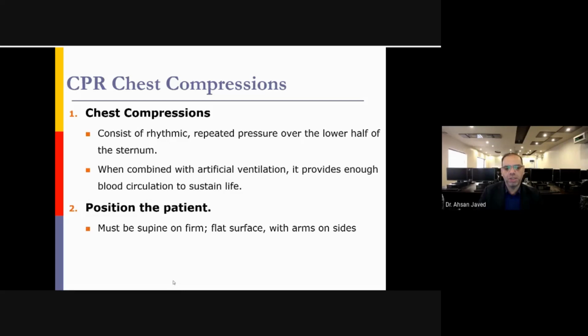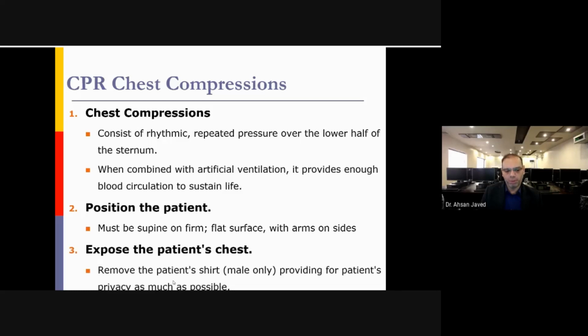But you need to position the patient accordingly, and most of the time when chest compression and ventilation are combined, it is enough to provide blood circulation to sustain the life of that person. So you need to position the patient. The patient may be in a side lying position, maybe in a prone lying position, but should be in a supine lying position, facing up, lying on his back. For that, certain specialized maneuvers can be used, such as the log roll method, to turn the patient into the supine lying position.